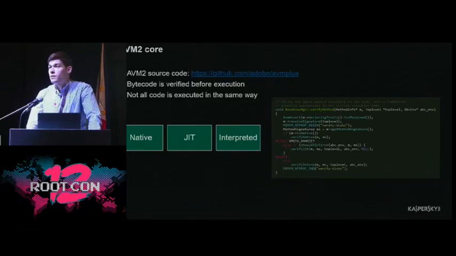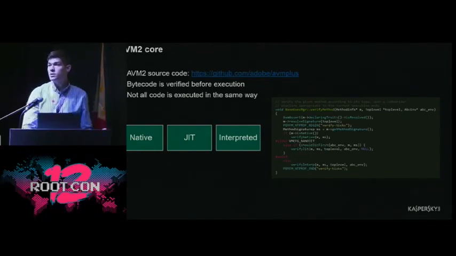Since the source code of the ActionScript 3 machine is open source as part of the Tamarin project, it gives us the opportunity to observe it on GitHub. And here you can see that before execution, bytecode is verified by Adobe Flash, and we can divide methods into 3 types by the way Adobe Flash verifies and executes its code. So these types are native methods, just-in-time compiled methods, and interpreted methods. So how does Flash distinguish between them?